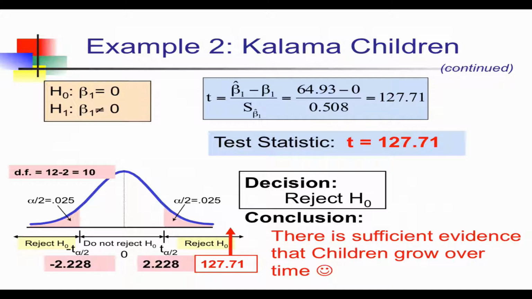And for this test statistic, we have 12 observations. So the degrees of freedom is 12 subtract 2, which is 10. So it's very obvious that we are able to reject the null hypothesis, that there is sufficient evidence that children grow over time.